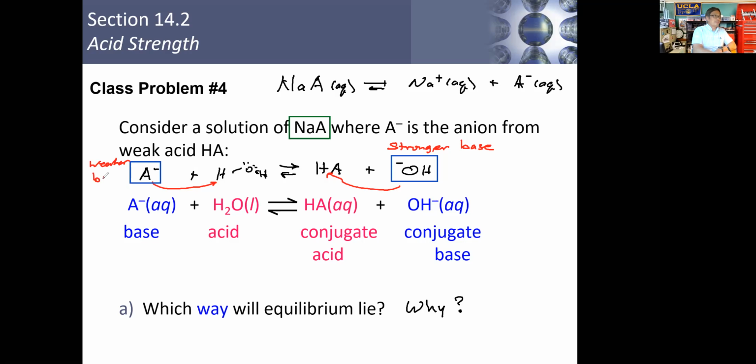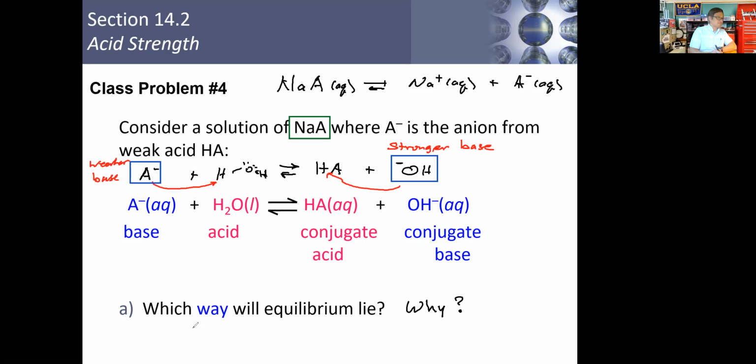So hydroxide does a much better job of removing the hydrogen ions than the anion here does. And that means the reaction will shift towards the left. The reaction is going to move towards the left.